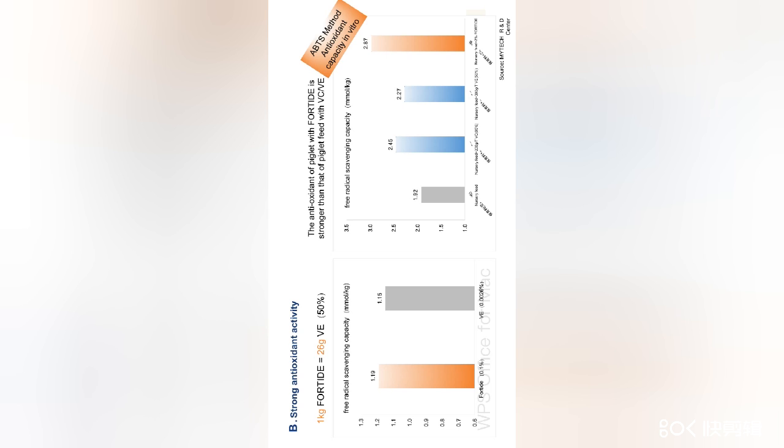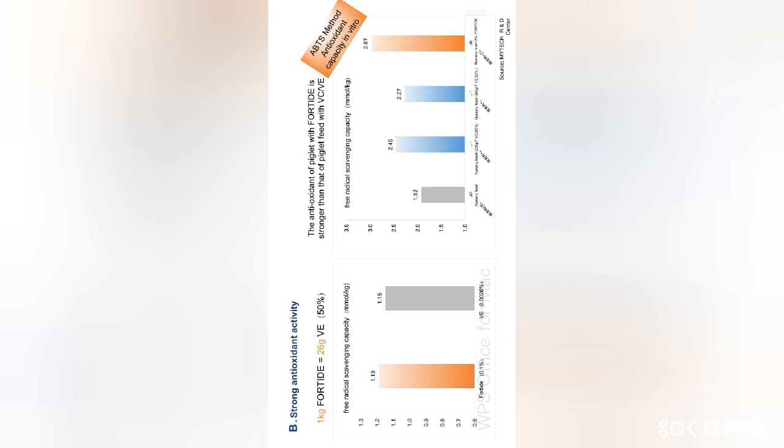For a better comparison of the ability of scavenging free radicals, we introduced two well-known antioxidants, vitamin C and vitamin E. From the data, you can see that the antioxidant capacity of 1 kilogram of Fortide is equal to that of 26 grams of VE and that of 10 grams of VC.